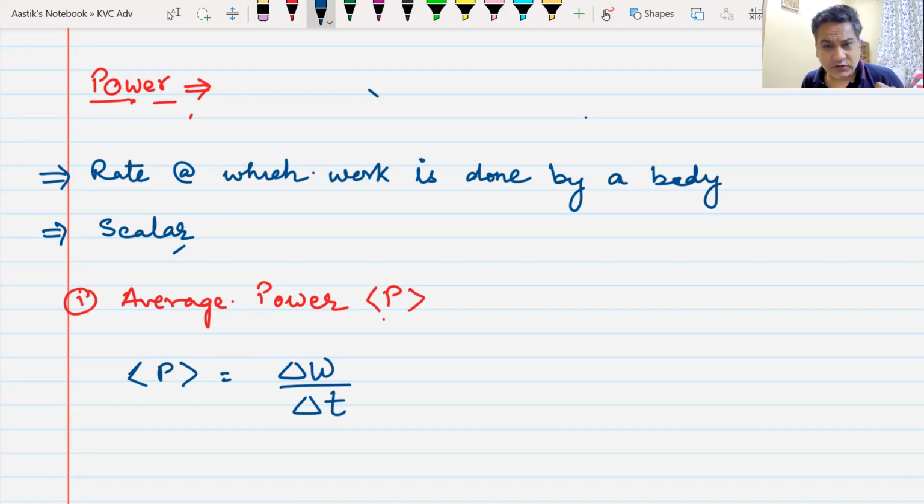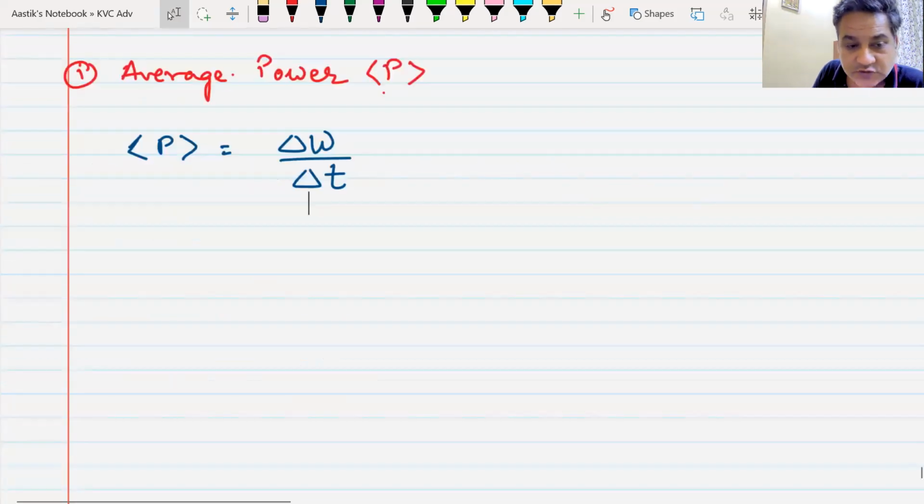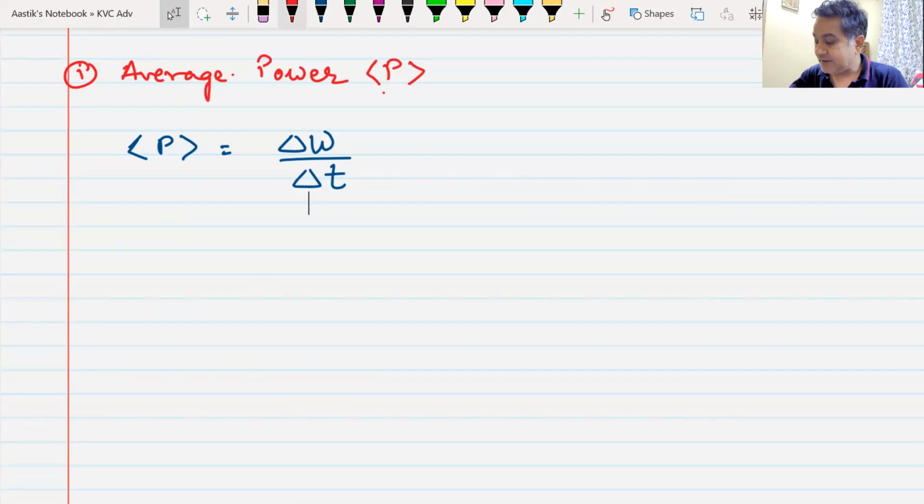The SI unit of power is what? The SI unit of power is joule per second. And joule per second is known as watt.